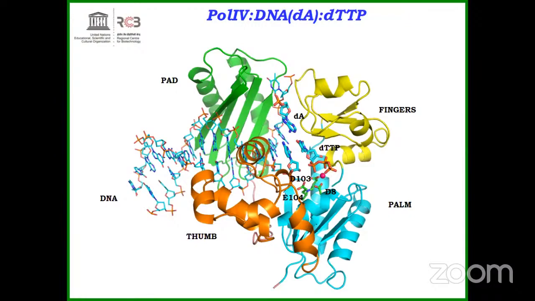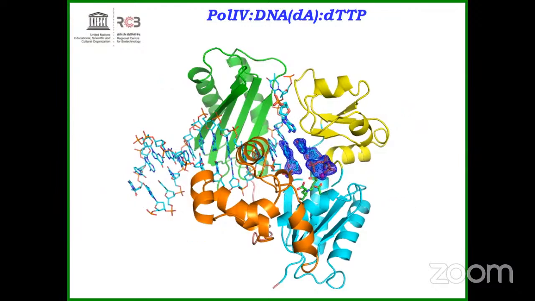In the case of polymerases like DNA polymerase 4, which is a member of the Y family of DNA polymerases, they have another domain called the polymerase associated domain, which is very important for holding the DNA in the correct position. So this is your template dA, incoming dTTP, and these are the catalytic residues shown here. They are always acidic residues, usually aspartates or glutamates.